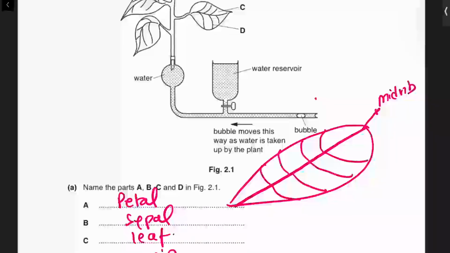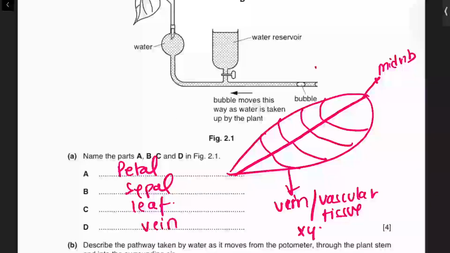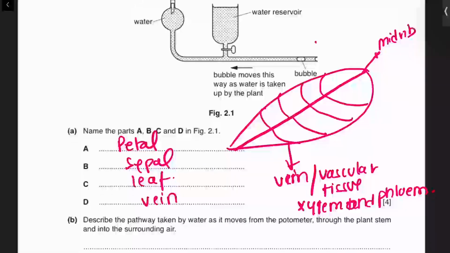The veins basically contain vascular tissue, and you can say xylem and phloem, right? Don't say xylem or phloem, say xylem and phloem, because both are present in the vein. Vascular bundle is also, vascular tissue is better. Vascular bundle, you can say, yeah. It's not given like that in the mark scheme, but okay.